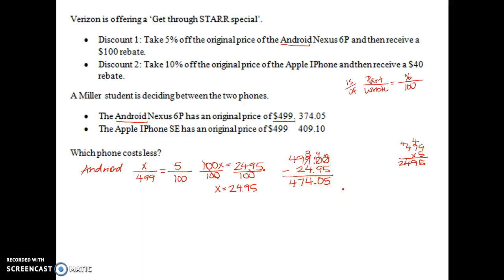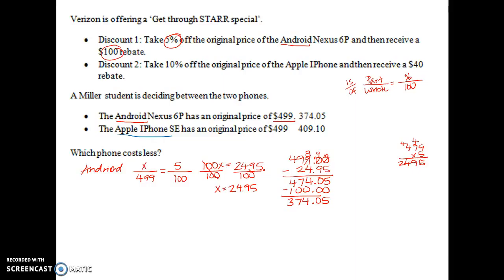So far it's $474.05. But then we have a $100 rebate. So that means once we purchase the phone, we'll pay this much, and then they will send us in the mail our $100. So minus $100. So we'll be down at 374.05. So it'll be $374.05 for the Android. Now let's take a look at the iPhone.